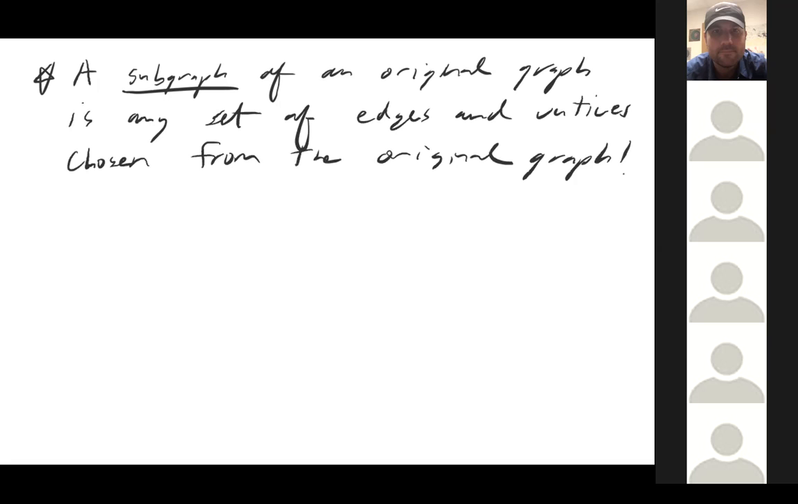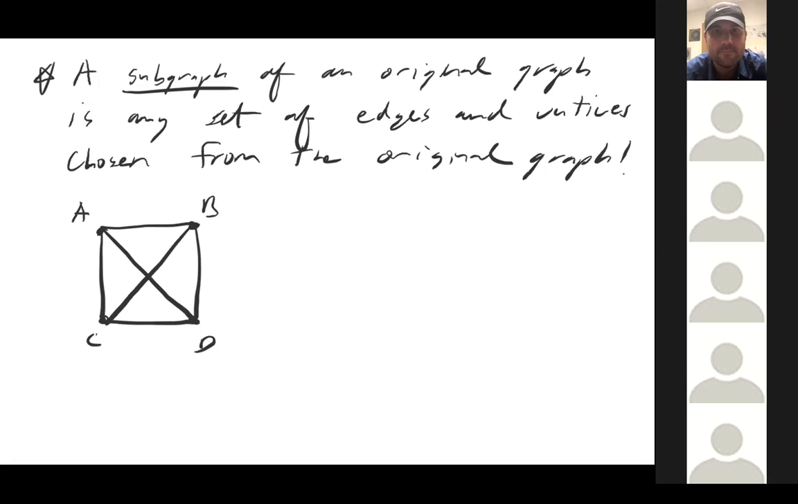So let's take an example here. Here's a graph. We're going to do one of our most basic graphs that we work with, which is the square with the diagonals through the middle. So here's A, B, C, D. That's a graph. Let's draw a subgraph. Here's my subgraph.